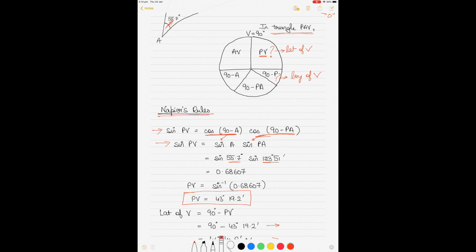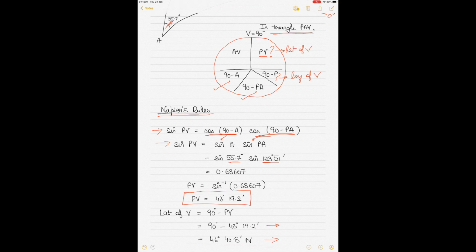Alright, so I need to find P, and what do I have? I know PA. Sorry, this is not what I wanted to do. I still need my circles. I'll make one just for now. I just erased it. So I had my A and I had my PA. So normally with Napier's rules, you only use the ones which were given to you before, which you knew.